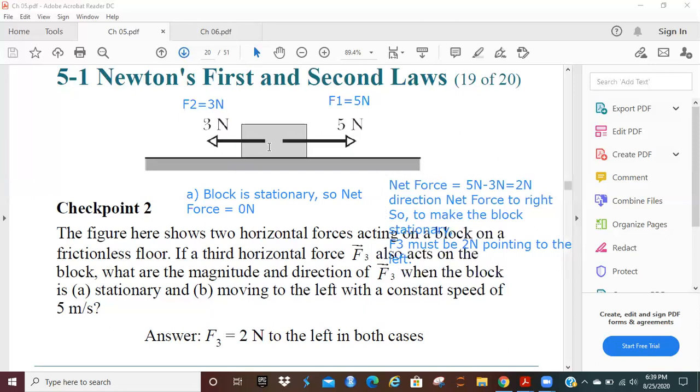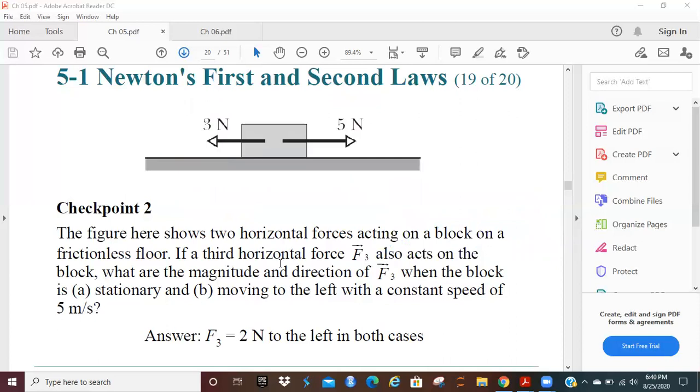The reason that is true is because we have to have another force pointing this way in order for the sum of these to equal 5. That means this third force has to be 2 newtons this way. So if I add these two together, I come up with 5. That counterbalances the 5 newtons that are pointing in this direction. Okay.